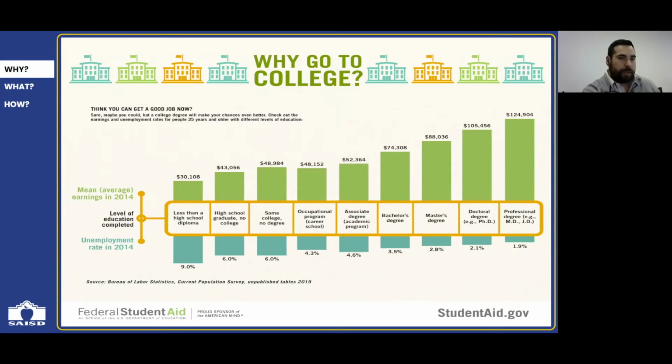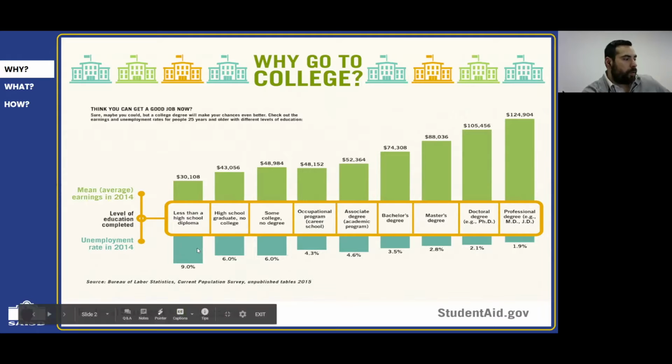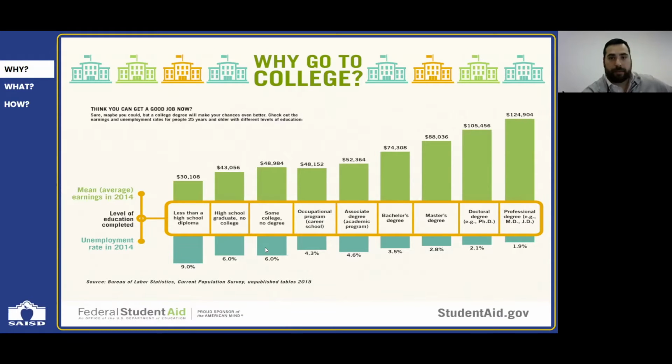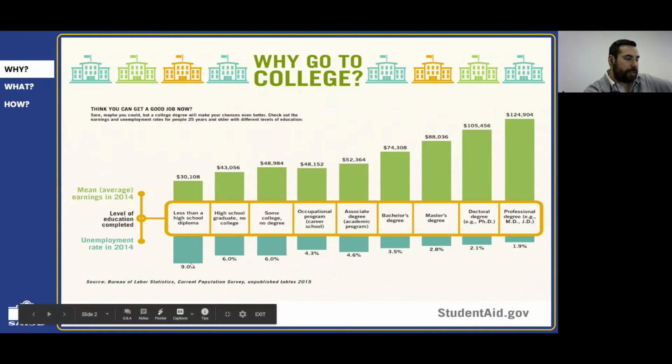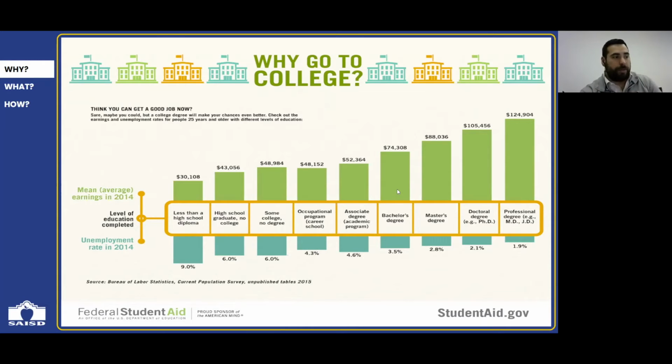So this chart, basically what it breaks down is that the more education you have, the higher salary, right? Which is always a good thing. And then it also shows the less likely you are to be unemployed, right? So you can see that somebody with less than a high school diploma is making about $30,000 a year, but then has a 9% chance of getting laid off overall, right? Compared to somebody, let's say, with just a bachelor's degree, they have a higher earning potential. So annually, their average is $74,300, and they have only a 3.5% chance of being unemployed.